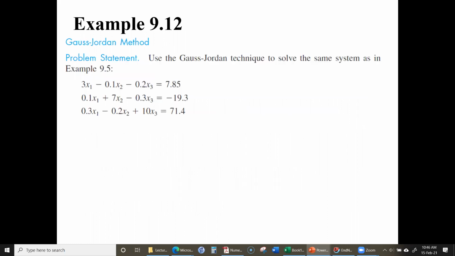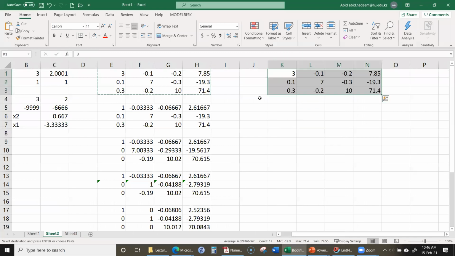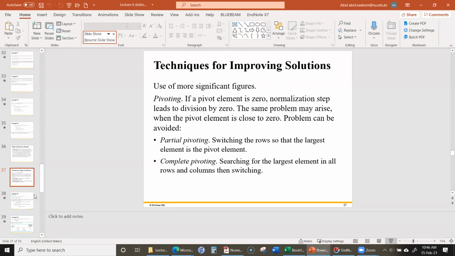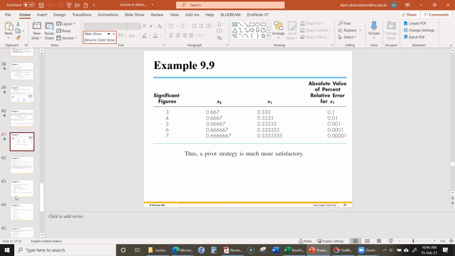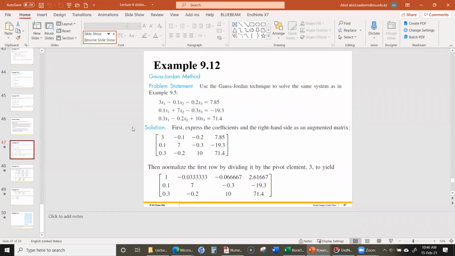Okay, so suppose we have, for example, this system of equations. I have already worked it out over here. So this is the system of equations: 3, minus 0.1, minus 0.2. You see over here. Yes, 3, minus 1. So this is the same system of equations.